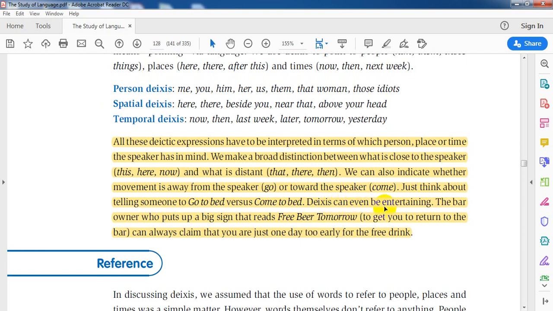Deixis can even be entertaining, for laughter, for amusement. The bar owner puts up a big sign that reads "Free beer tomorrow". It means today you have to pay, but tomorrow if you come, you don't need to pay. This is for entertainment, of course. If you come tomorrow again, the sign will read "tomorrow", not the day that you are in today, to get you to return to the bar.